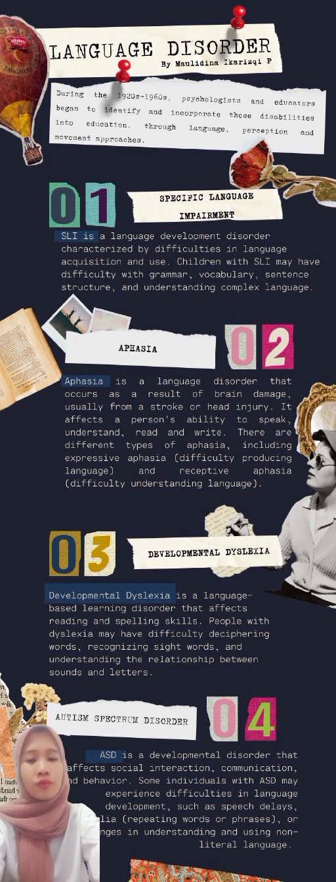The next is autism spectrum disorder. It's called ASD. ASD is a developmental disorder that affects social interaction, communication, and behavior. Some individuals with ASD may experience difficulty in language development, such as speech delays, echolalia or repeating words or phrases, or challenges in understanding and using non-literal language.